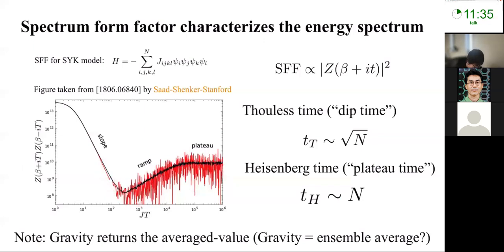But the average behavior can be understood as this curve. In particular, we have two characteristics: time, which is the so-called Thouless time, or dip time, and Heisenberg time, or plateau time. And this time is, at least in this example, scaled with the size of the total system. For example, the dip time scales with the square root of the total system size N, and Heisenberg time is given by the total system size N.